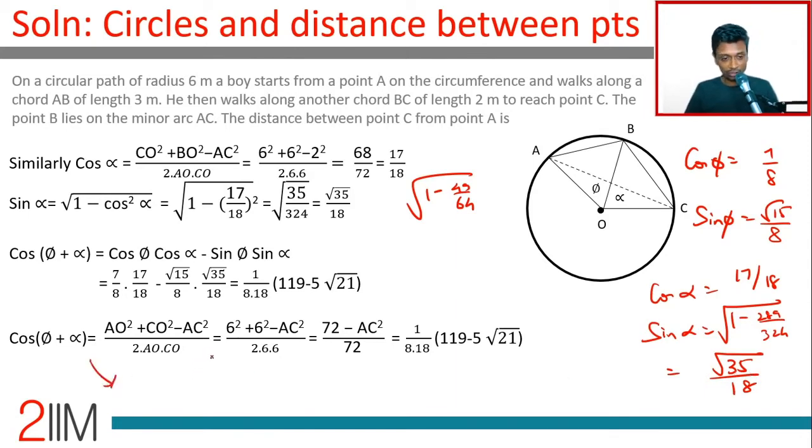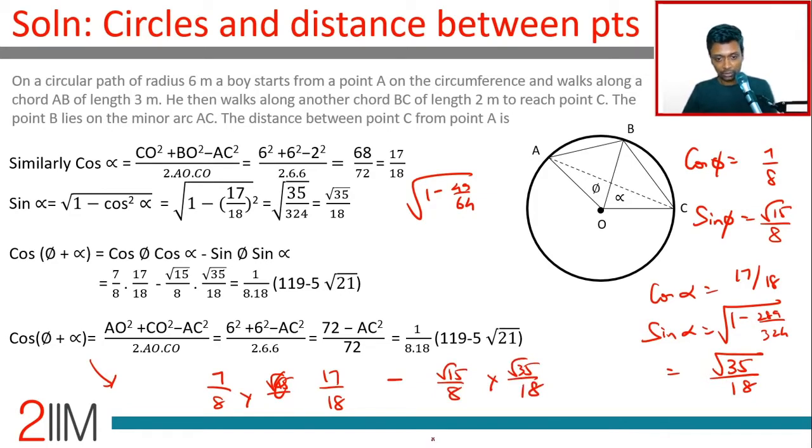Yes, we can simplify this. We can get an expression for this and we can substitute it here. And then we can find AC based on that. And so how do we find this? It is cos phi cos alpha, 7 by 8 into 17 by 18, minus root 15 by 8 into root 35 by 18. This is cos of phi plus alpha.